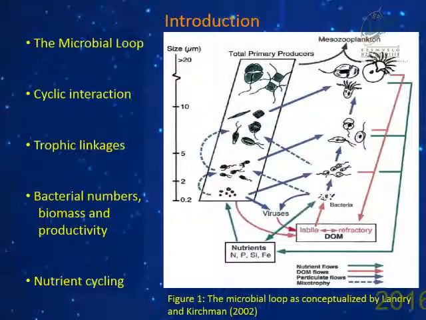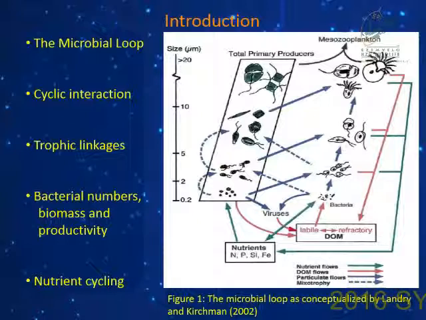So, the microbial loop. The microbial loop is the cyclic interaction of the microbial component of aquatic ecosystems. It's the trophic linkages between the bacteria, your primary producers, your phytoplankton, your ciliates, your flagellates, your microzooplankton, your mesozooplankton, and it revolves around the heterotrophic bacteria. Now, the bacteria actually recycle all the nutrients within the system. Without them, the nutrients would be lost.